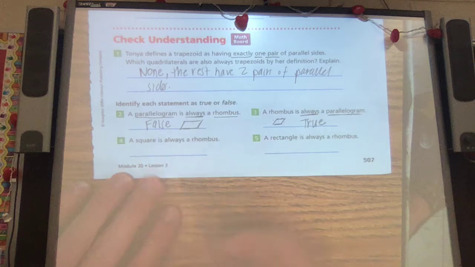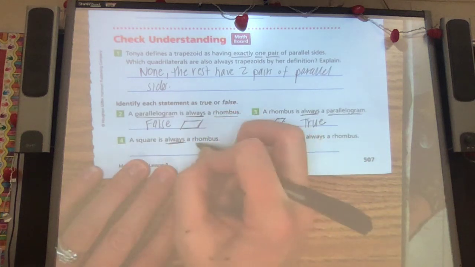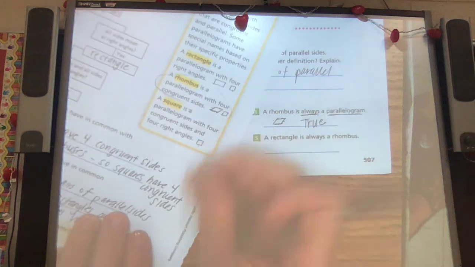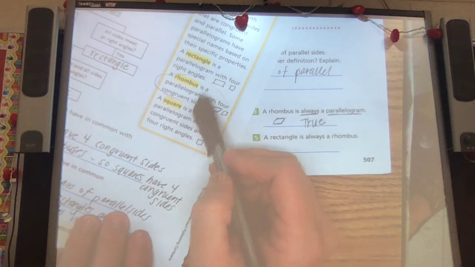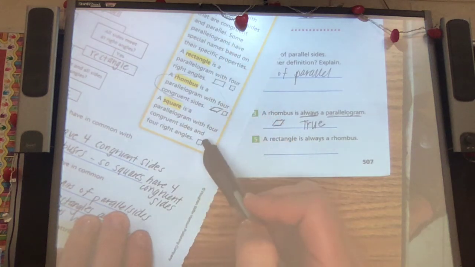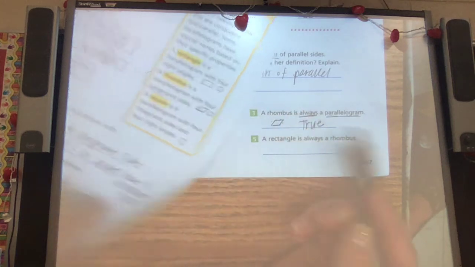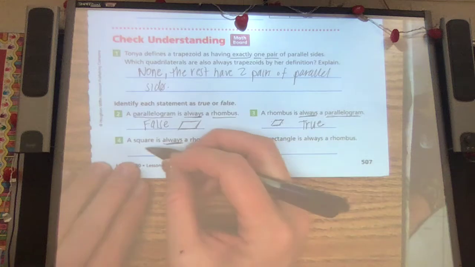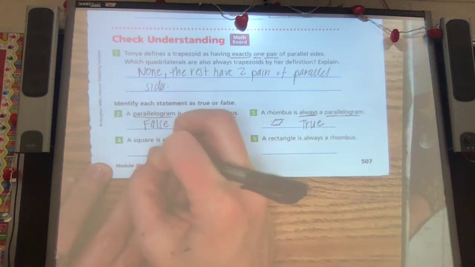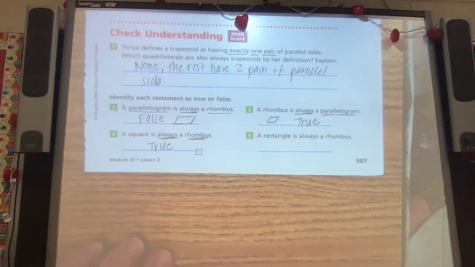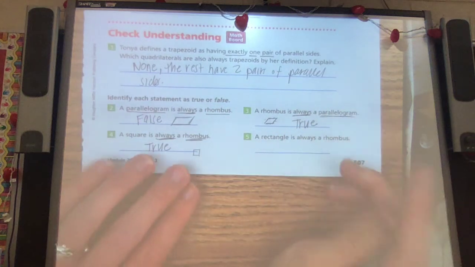Number 4, a square is always a rhombus. Let's look back at what a rhombus is. A parallelogram, opposite sides are congruent and parallel, with 4 congruent or equal sides. Does a square have that? Yes. Because we know a square has 4 equal sides, and it is a parallelogram.